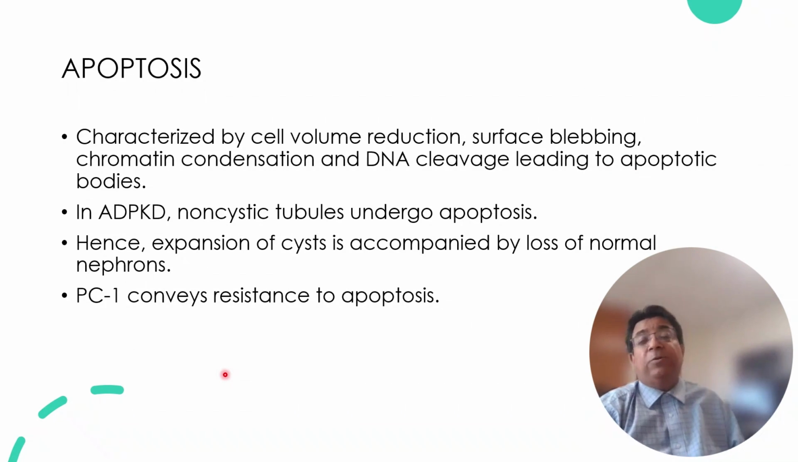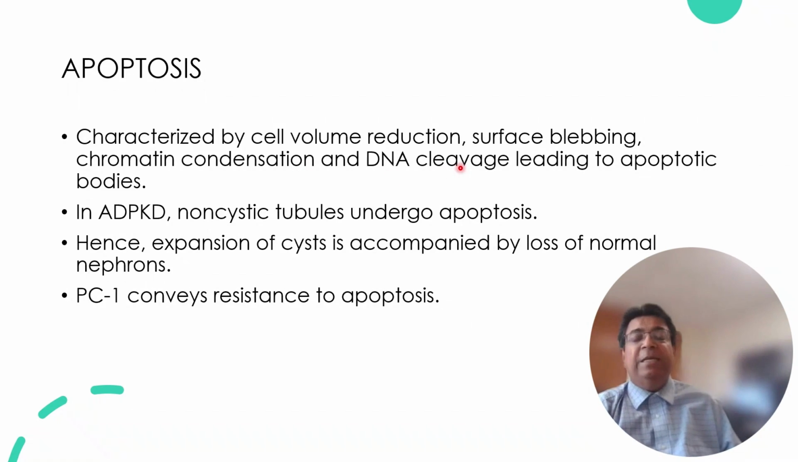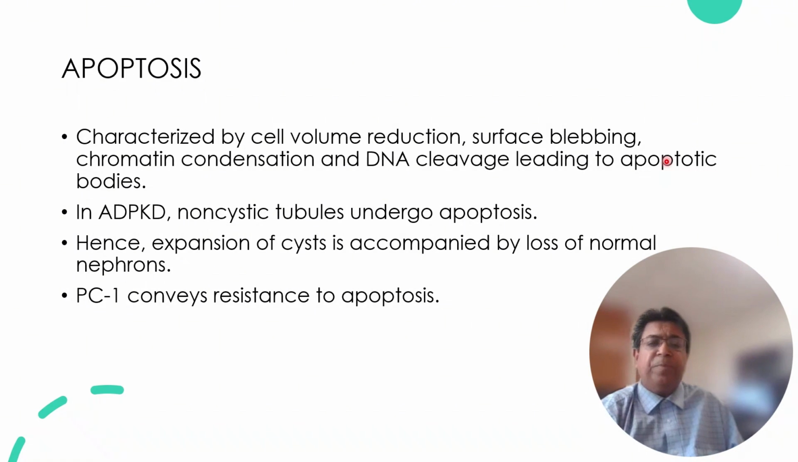So not only do you have cysts replacing the parenchyma of the kidney, you actually have apoptosis of non-cystic tubules. Apoptosis, as you will recall, is characterized by cell volume reduction, surface blebbing, chromatin condensation, and DNA cleavage, leading to apoptotic bodies. So expansion of cysts is accompanied by loss of normal nephrons. A normal polycystin conveys resistance to apoptosis.